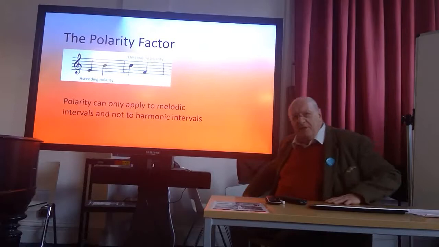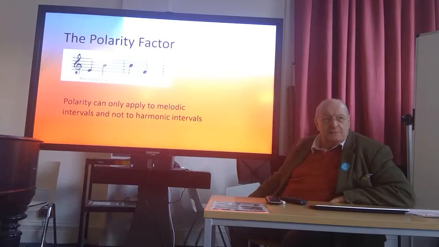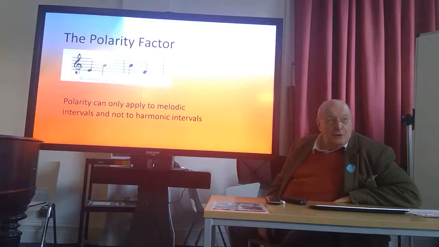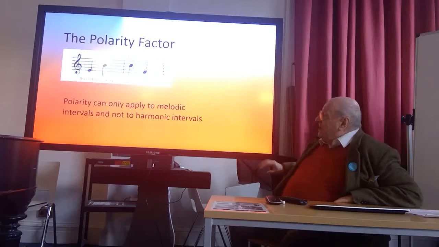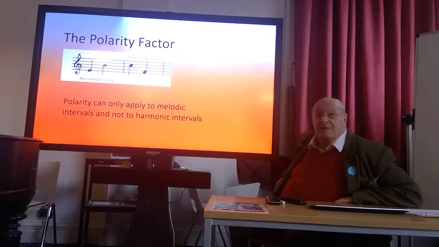Now, there's another thing which I brought here, the polarity factor. What is polarity? It's a term which I brought into musicology to express, in ancient systems, when there is an ascending and a descending. In normal musicology, we say it's ascending or descending, but I say it's polarity. Polarity can only apply to melodic intervals and not to harmonic intervals. It's obvious. Why can it not be applied to them?